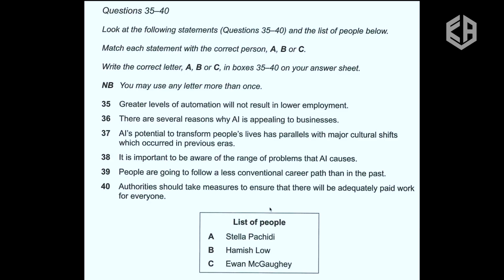What you need to do is forget about these sentences. Go to Stella Pacchitti, all right? And read that part of the text which were the comments or information about this person. And then come back, read between 30 to 40, make your best choice. Do the same for option B, Hamish Law. Read that area, come back, make your choices. Do the same about the last option, Ewan McGaughey, and then make your best choices.